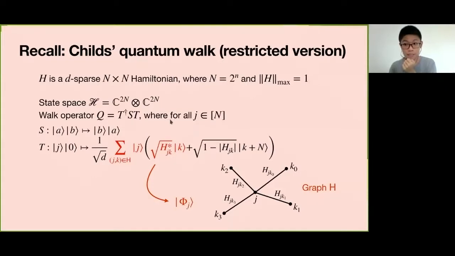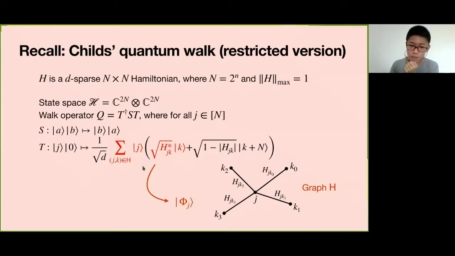Then in the classical case, the transition would be to transit from a vertex J probabilistically to its neighbors with a probability given by the entry of H. Now for the quantum case, we are not transiting this vertex probabilistically, but we map J to a superposition of all the edges walking out from J to its neighbors.